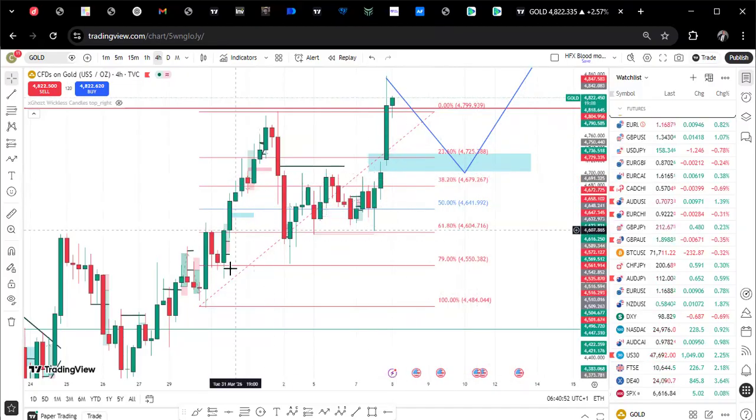So now coming back to this particular one, remember, this is our low, this candle right here, and this is our high.